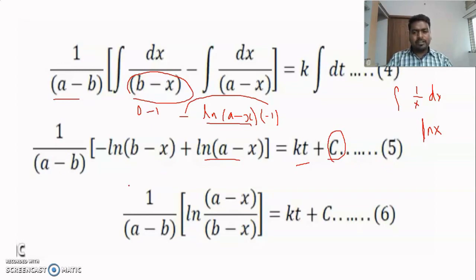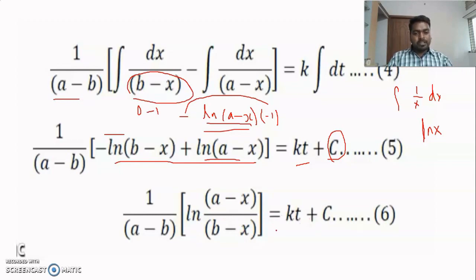Now simplify this equation. This is in log a minus log b form, so apply the laws of logarithm. So 1 divided by a minus b is equal to log of a minus log of b form. It becomes ln of (a minus x) divided by (b minus x) is equal to kt plus c.